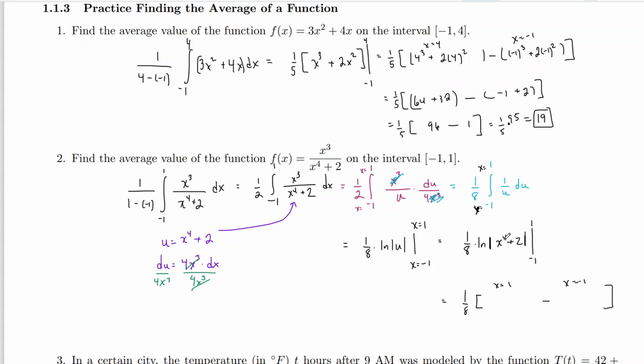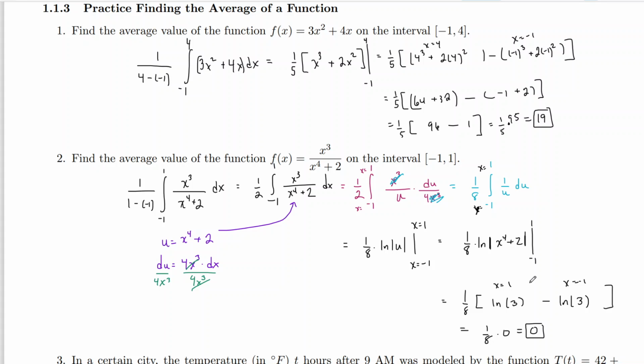When we plug in x equals 1, we get 1 to the fourth, which is 1 plus 2 is 3 inside the natural log. Because it's positive, we can get rid of the absolute value. In fact, this is always positive, so you can get rid of it and make it a parentheses if you want. And then when we plug in -1, we get the natural log of -1 to the fourth, which is also 1 plus 2, which is 3. Now we don't know what the natural log of 3 is, but I do know that when you subtract something from itself, it's 0. So this is 1 over 8 times 0, which is 0.